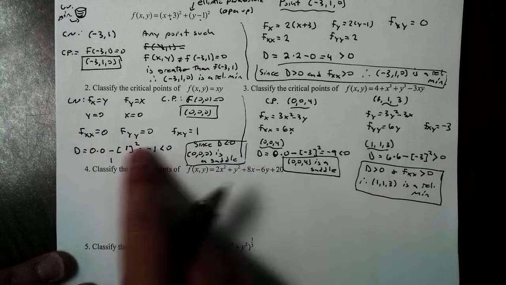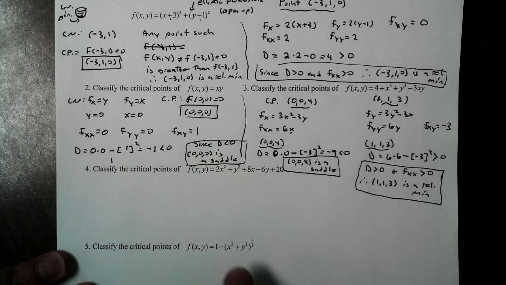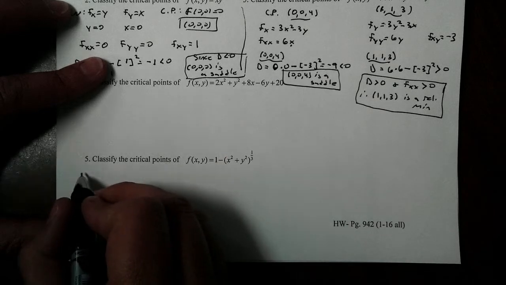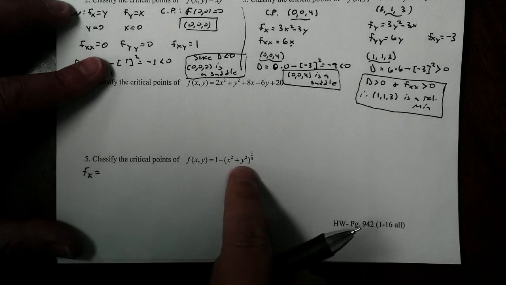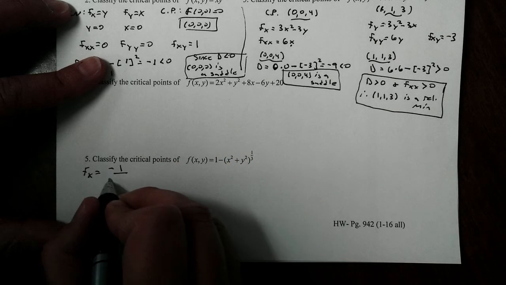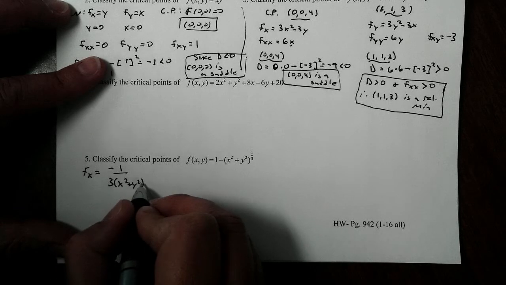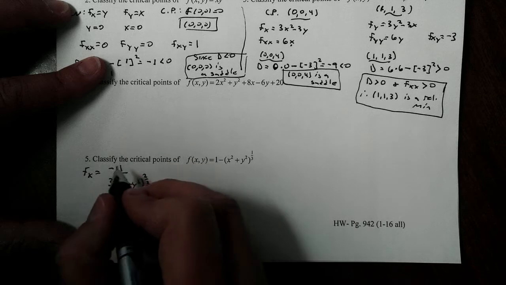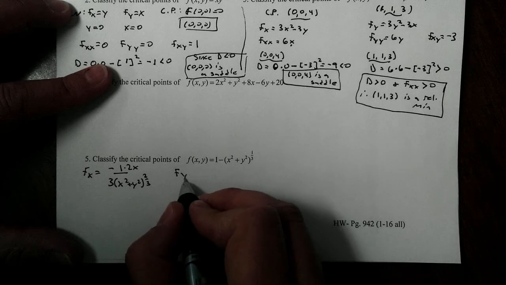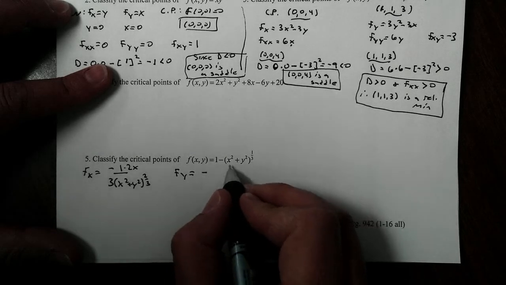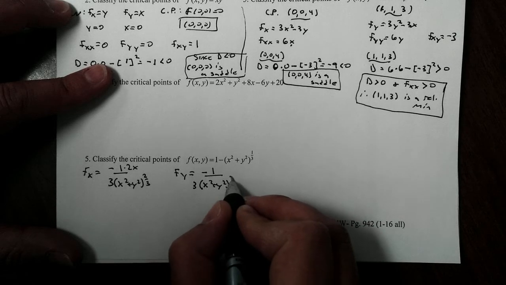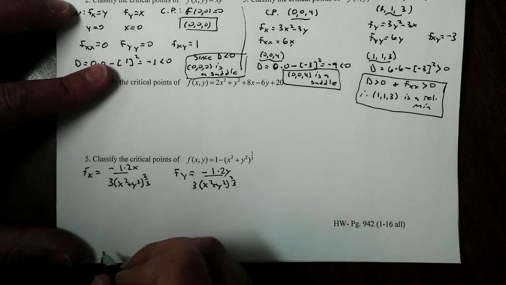Alright, let's take a look at one more. We can do this one in class or another time or another video, but I want to take a look at this last one down here. It says classify all the critical points. So let's go ahead and find our critical points. Fx, if I take the derivative with respect to x, becomes negative 1 over 3 times (x squared plus y squared) to the 2/3. Chain rule, don't forget to multiply by 2x on top. Fy, same thing, becomes negative 1 over 3 times (x squared plus y squared) to the 2/3. Chain rule again, times 2y.